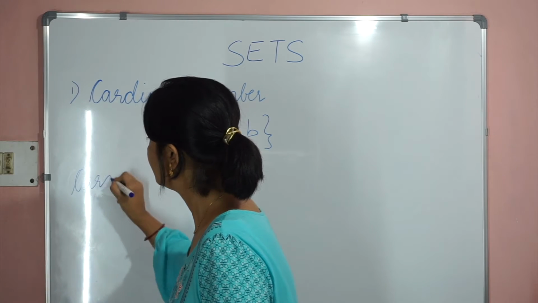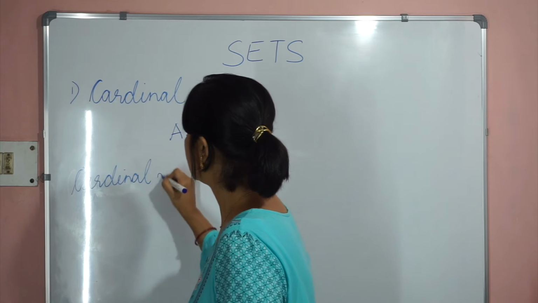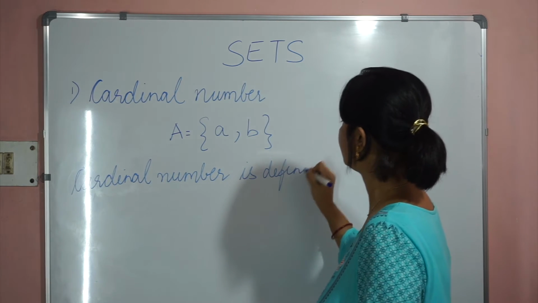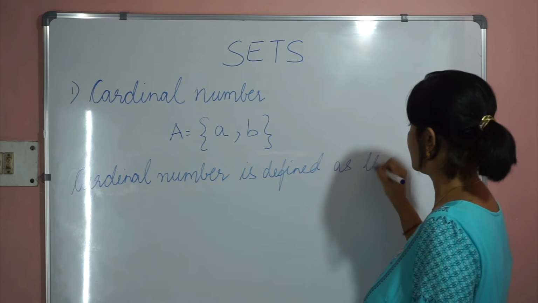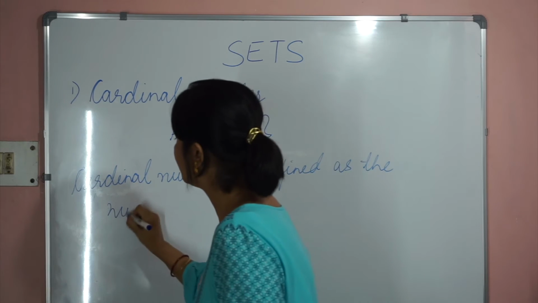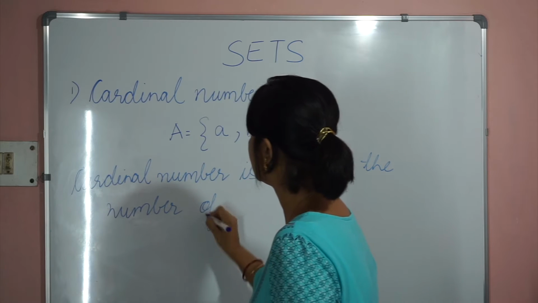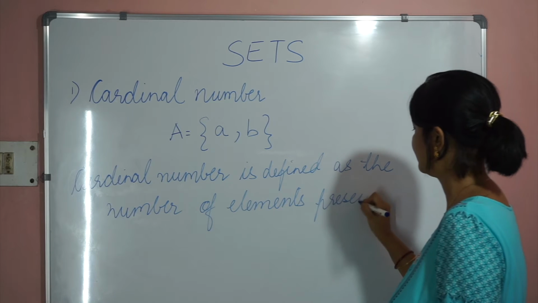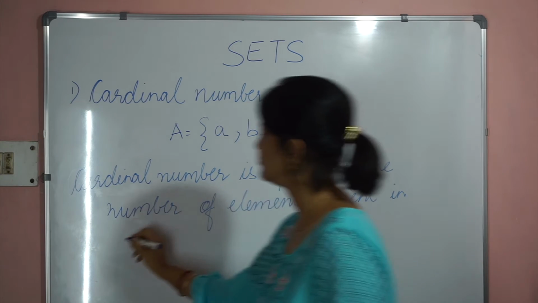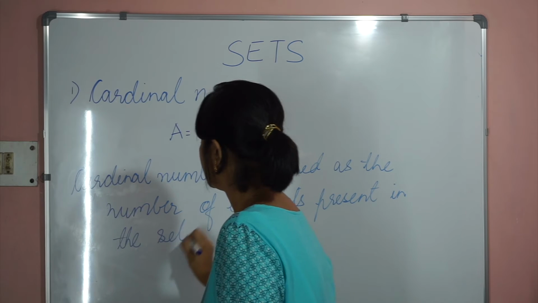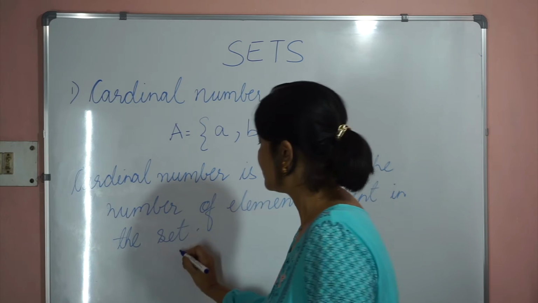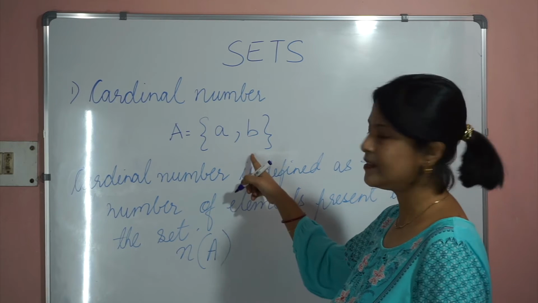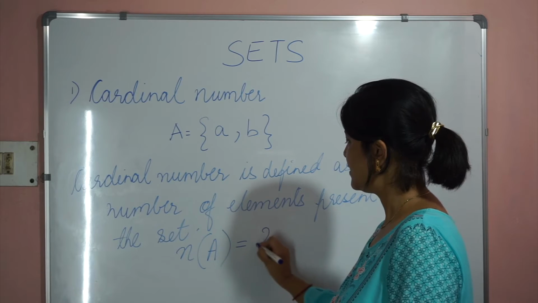Cardinal number is defined as the number of elements present in the set. Cardinal number of set A is denoted by n within bracket A, and in this case cardinal number of A is 2.